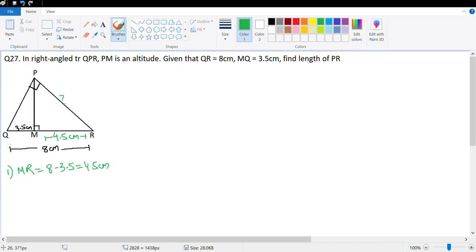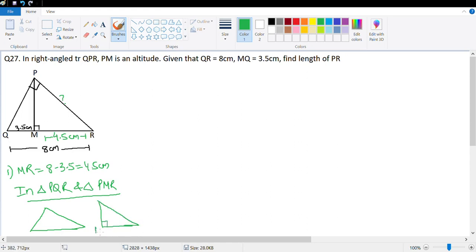So which two triangles should we try and prove similar? Let's look at the big triangle PQR and let's look at PMR. Now we can look at these two triangles. So in triangle PQR and triangle PMR, let's draw a rough diagram. This is the rough diagram that I'm drawing. This is point M, this is R, this is P, and this is P, this is Q, this is R.